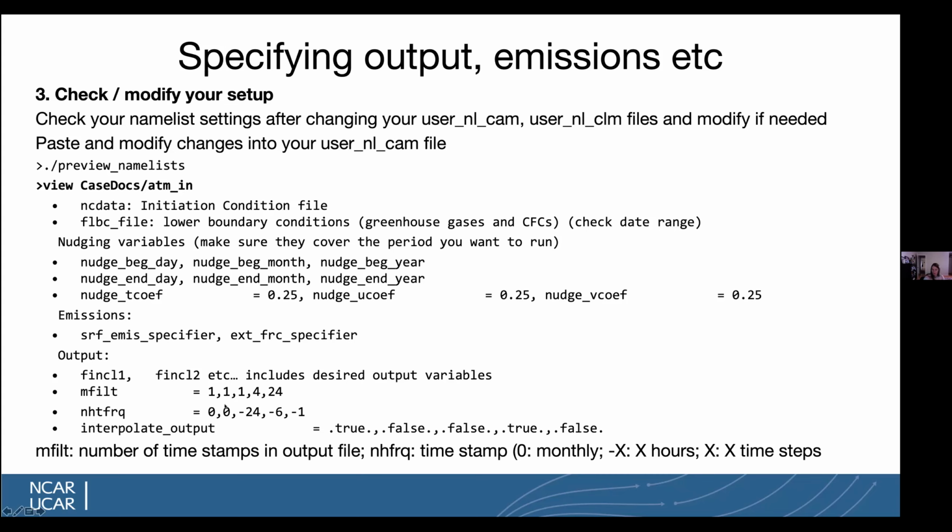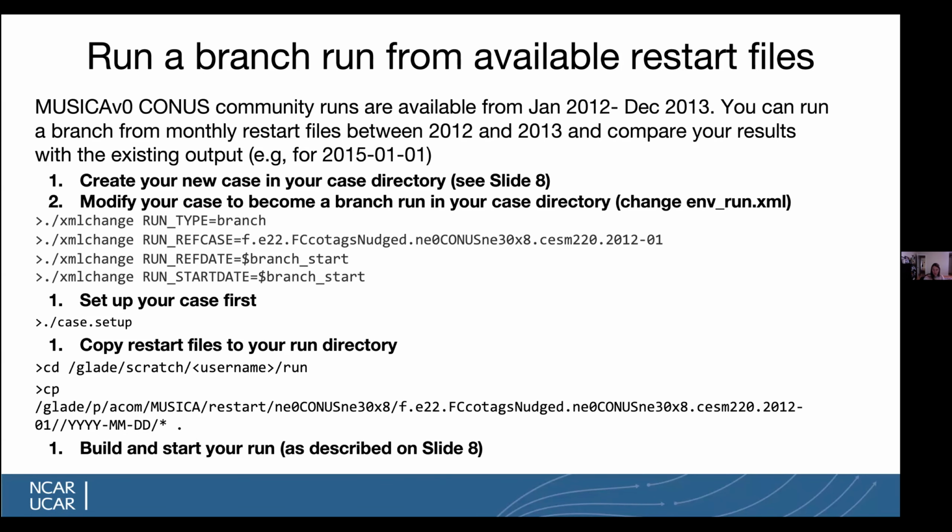The second one was the monthly output, but not interpolated, so it's a native grid. The third one, the fincl 3, is a daily output file, daily average. And so the minus in front of the number always means the number of hours that you want to output. Here we have the daily, we also have the 6 hourly, and then we have an hourly output. If you do want time steps, you just have to do simple numbers without the minus, and you get a time step output.